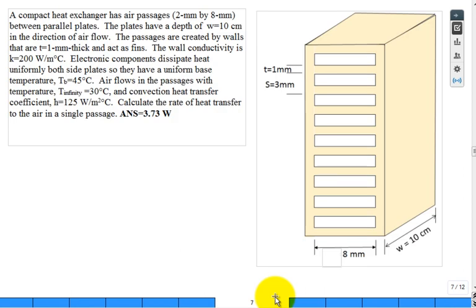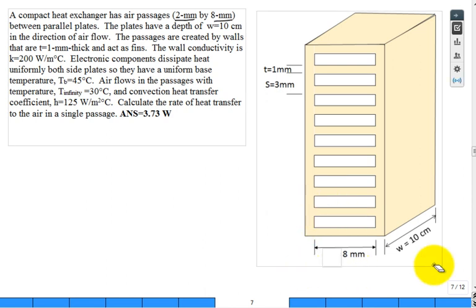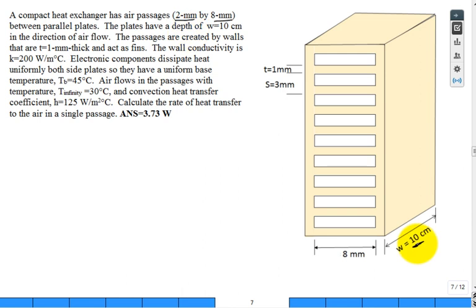So we have a compact heat exchanger. It has air passages that are 2 millimeter by 8 millimeters. So can you see that this is the air passage right there? And the air is flowing that way through our air passages. All right. The plates have a depth of 10 centimeters in the direction of the airflow. The passages are created by walls that are 1 millimeter thick and act as fins. So this is the thickness, and this part right here, as well as this part, they act as fins.